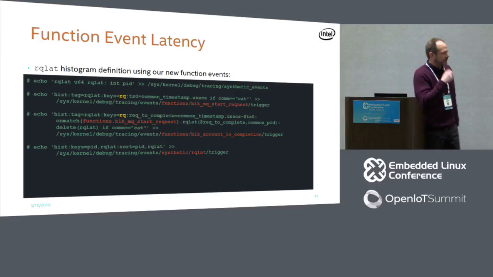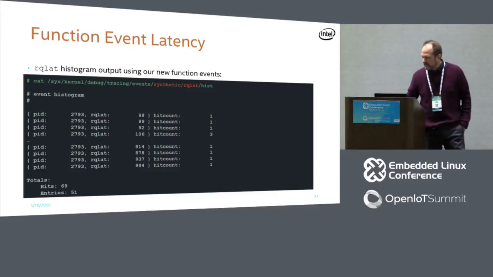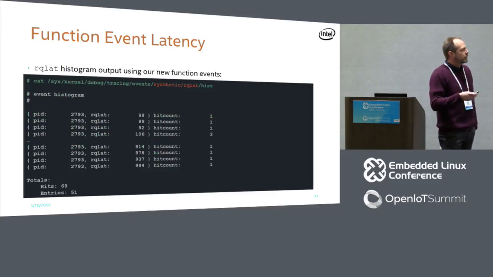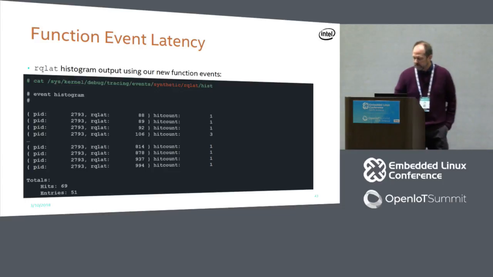Okay. So anyway, this is just along the same theme. We have our triggers. We have our request object that we can use as the key, and we're just creating a synthetic event and then generating a histogram from that. And so here we have our output of the request latency between those two functions that we just picked out.